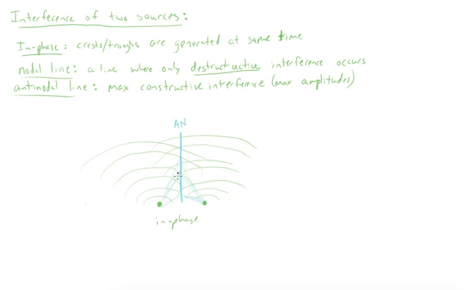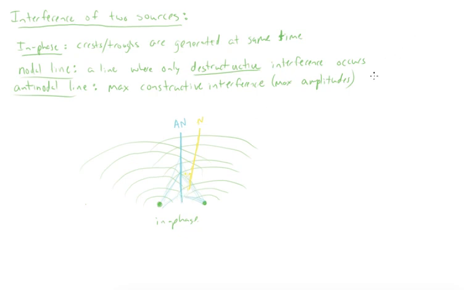If I move off this line just a little bit, they're not going to match up as perfectly. They're going to be a little bit off. This one has to travel a little bit further to get over here than this one does, and as I keep moving over, I'll eventually reach a point where they totally destructively interfere. And in fact, there's a whole line of points where they destructively interfere the whole time, and that's a nodal line.